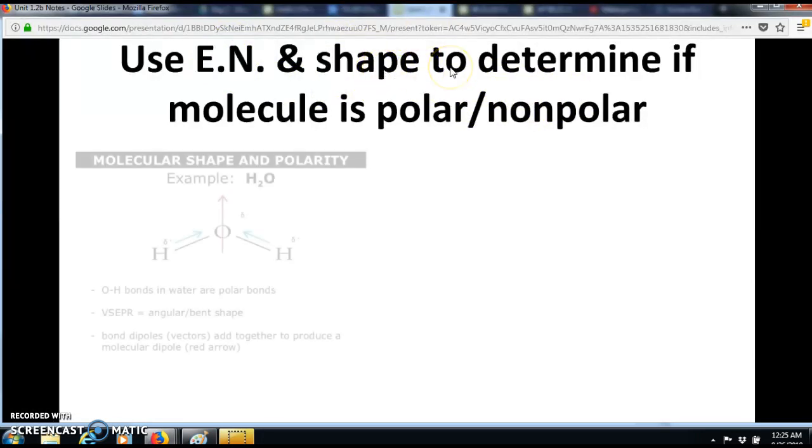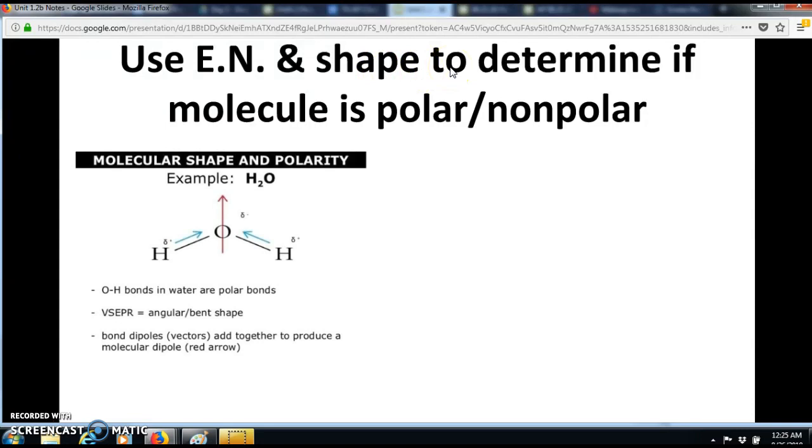So if we look at the example with water. Water is a polar molecule, and we can start by looking at the bonds. That's a good place to start. And remember, oxygen is one of the most electronegative atoms, and hydrogen is not very electronegative.